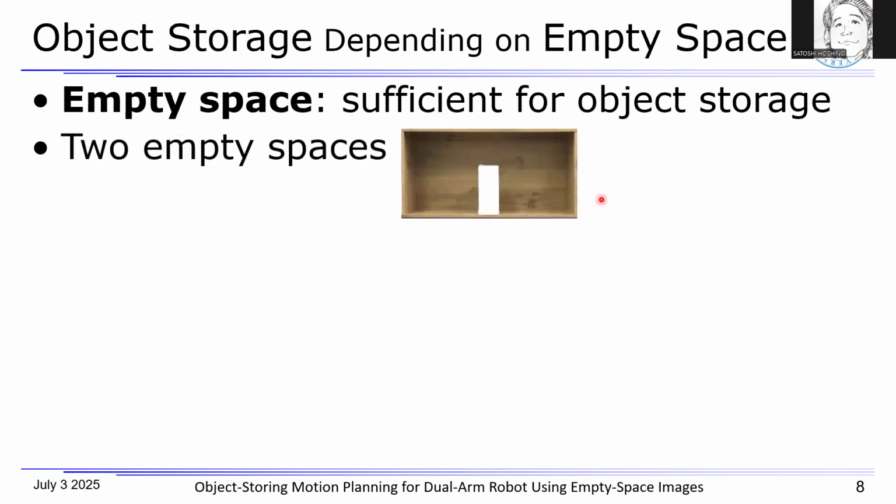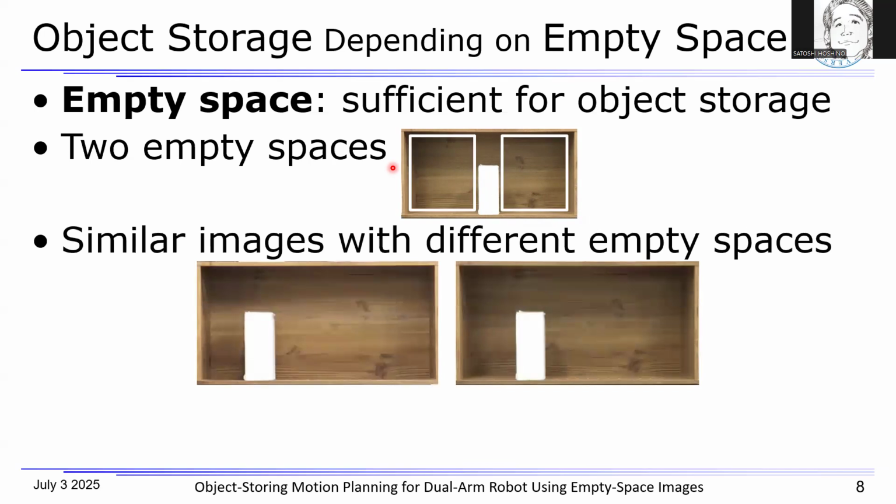Now, in this picture, an object is placed in the shelf. Because both spaces are sufficient for object storage, this shelf has two empty spaces. On the other hand, even when shelves contain similarly placed objects, these camera images might appear almost identical.